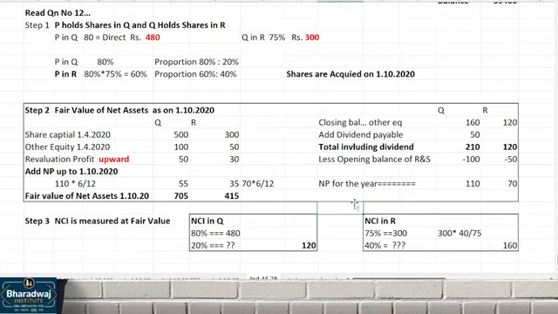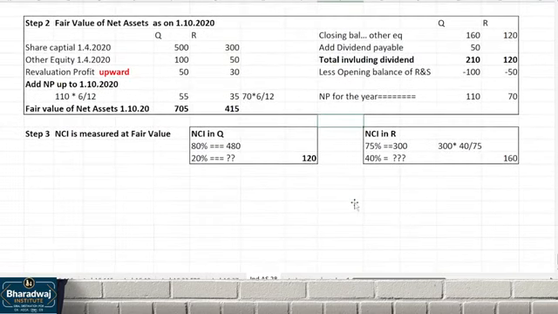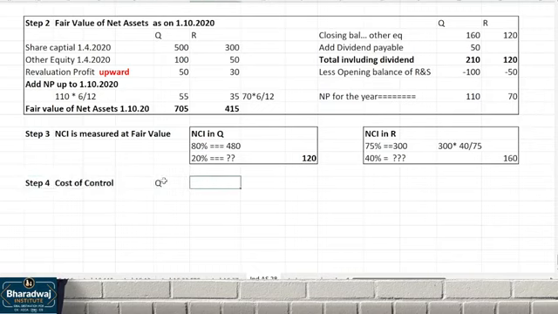Shall we? What is the next step? Try it. What is the next step? Cost of control. Try it. Cost of control for Q and which one? R. What is the consideration paid? $480.